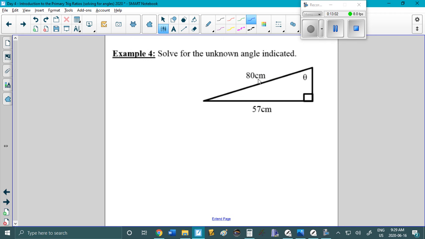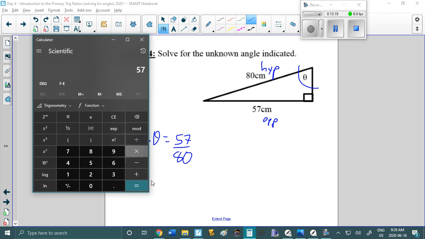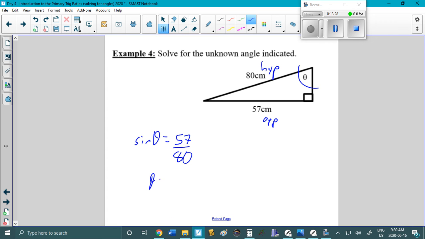Next one, 57, 80. We're solving for this angle. This is opposite. Again, you should pause and try this. This is hypotenuse. O and H is sine. Sine theta is 57 over 80. So I do 57 divided by 80 equals, and then I do shift sine, and I get 45.4 degrees. Okay. Moving on.